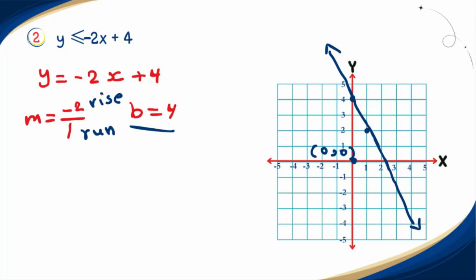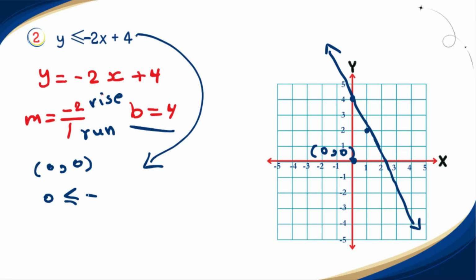I use (0, 0) and check now. This is the test point. Where is the inequality here? In this inequality, we substitute: put y equals 0, less than or equal to negative 2 times x, where x is 0, plus 4. Now it will be 0 less than or equal to 0 plus 4, which is 4. Is 0 less than or equal to 4? Yes, 0 is less than 4. This means the region that has this test point (0, 0) satisfies the inequality. Then all points in this area will be the solution for this inequality.